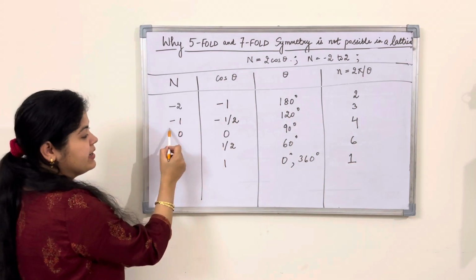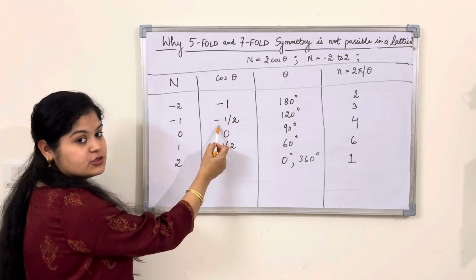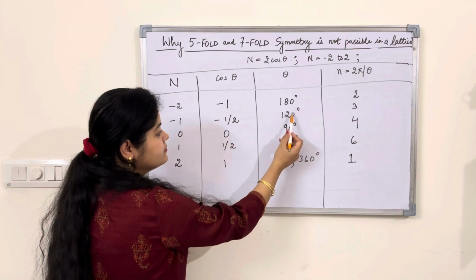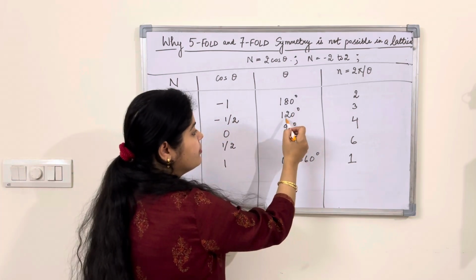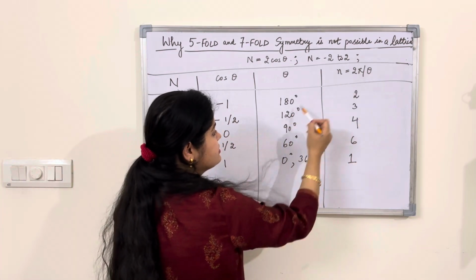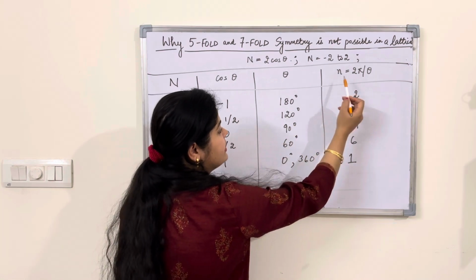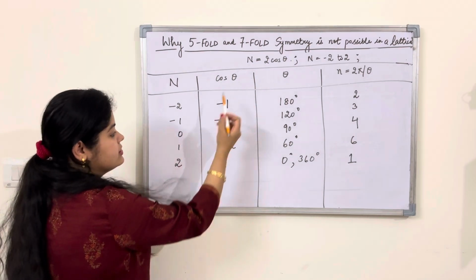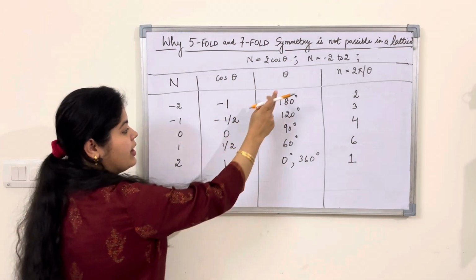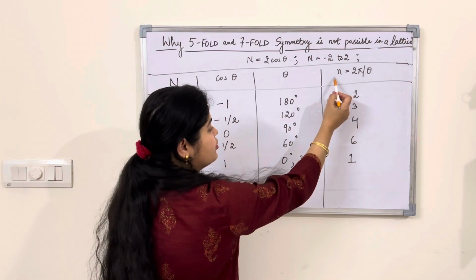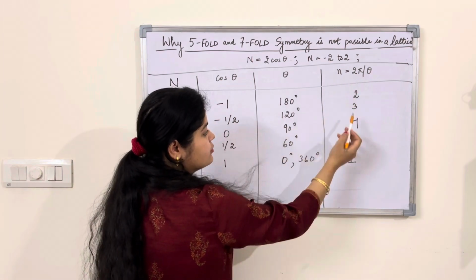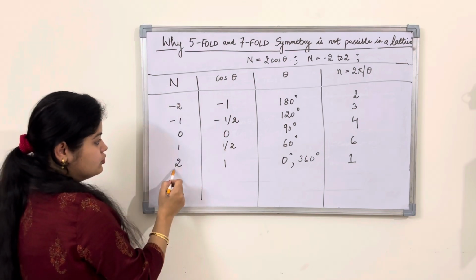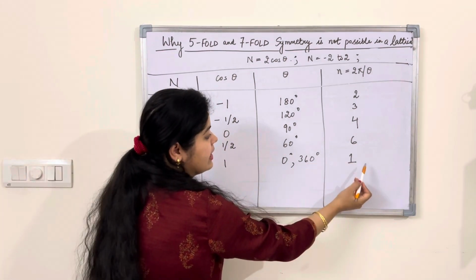Similarly, when n is minus 1, cos theta comes out to be minus 1 by 2. And when is cos theta minus 1 by 2? At an angle 120 degrees. So putting theta is equals to 120 degrees in this expression, we get n is equals to 3. Similarly, at n is equals to 0, cos theta is also equals to 0, and it is 0 at theta is equals to 90 degrees. So putting the value of theta here, n is equals to 4. Similarly, with n equals to 1 and n equals to 2, we get the values 6 and 1.